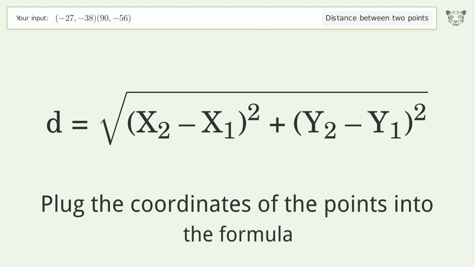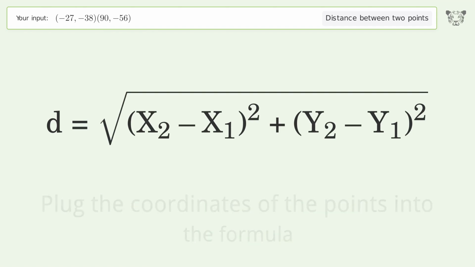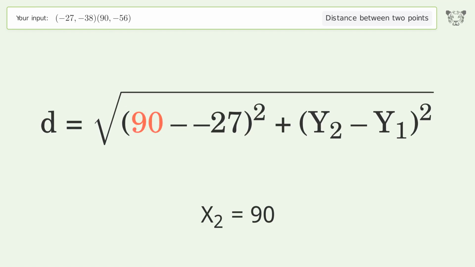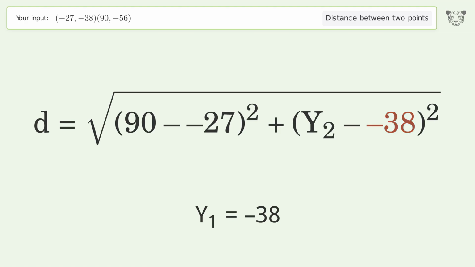Plug the coordinates of the points into the formula. x1 equals -27. x2 equals 90. y1 equals -38. y2 equals -56.